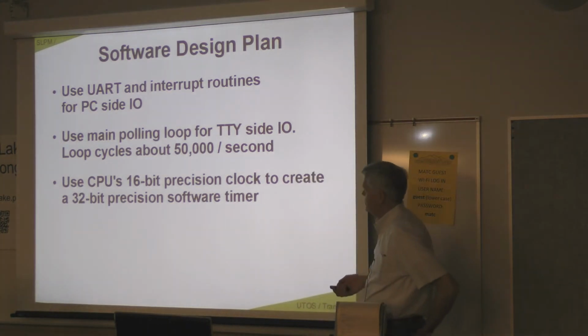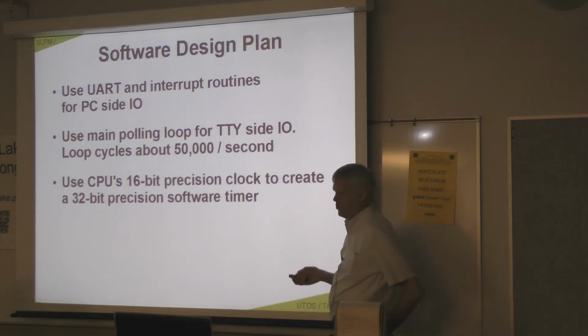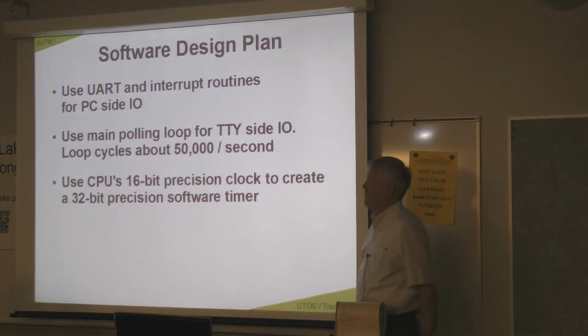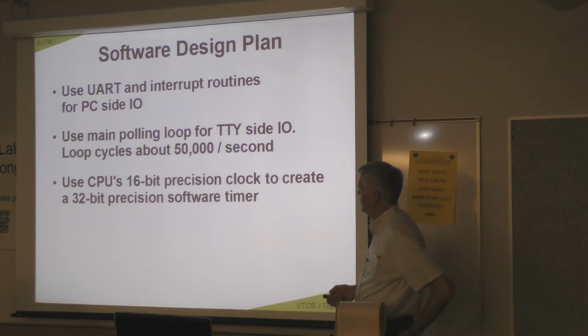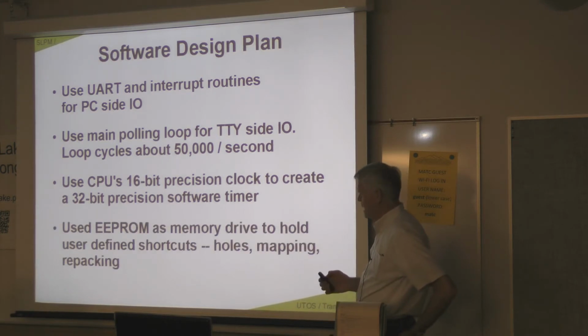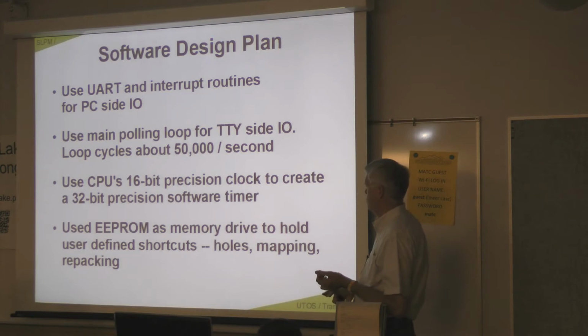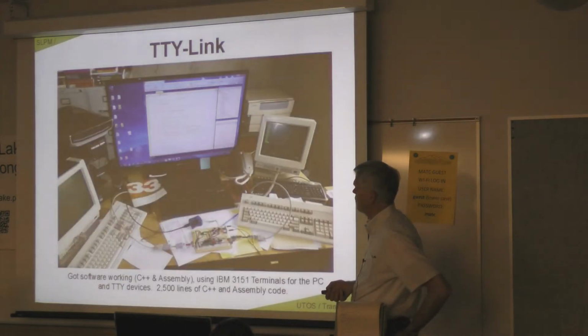And it turns out that lets me time up to 37 minutes. Then it's going to overflow. So what I do is at 17 minutes, I turn on a flag. And if I'm getting close and I find I'm in a pause, I then reset the clock. And that's worked out quite nicely. Then I use the EEPROM as a memory drive to hold the user-defined shortcuts. And you've got to design that so if you have holes, you use up the holes, you do mapping and repacking. It's almost like managing a hard drive, but a very small one.